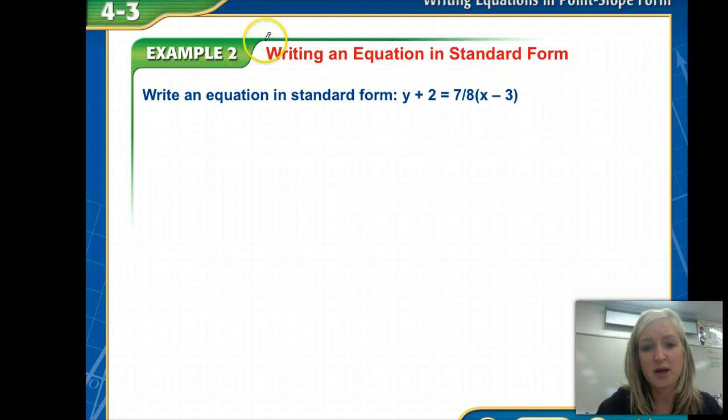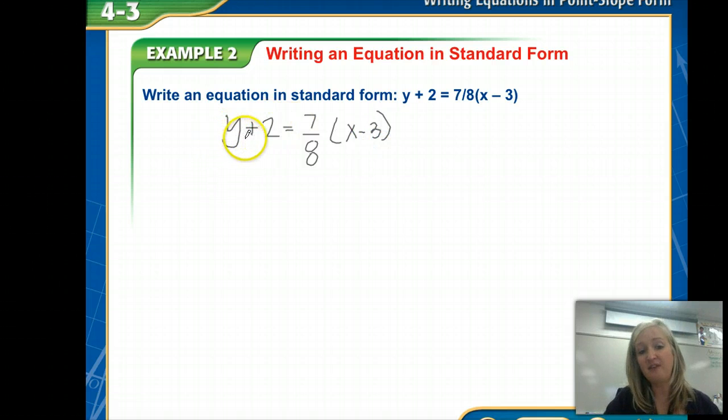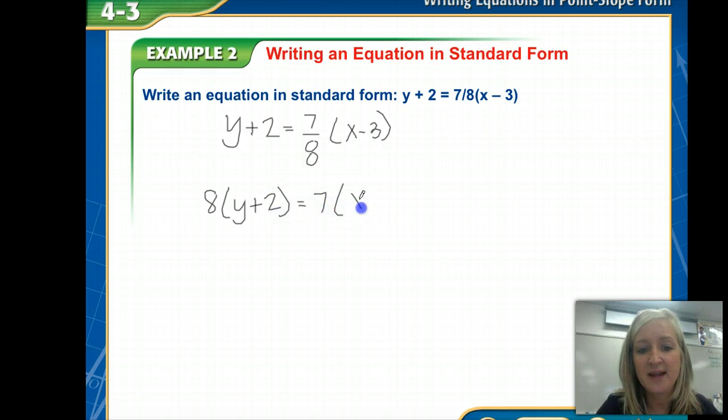So again, let's try another one. We have y plus 2 equals 7 over 8 times x minus 3. Now, given your slope is a fraction, the first thing we're going to do is get rid of this denominator. And if I get rid of the denominator, I'm going to multiply both sides by 8. And that gets rid of the denominator of 8 on the right side. So I multiplied this side by 8 to get rid of my denominator. I'm going to multiply this side by 8.